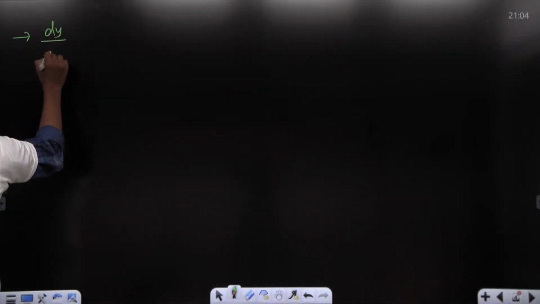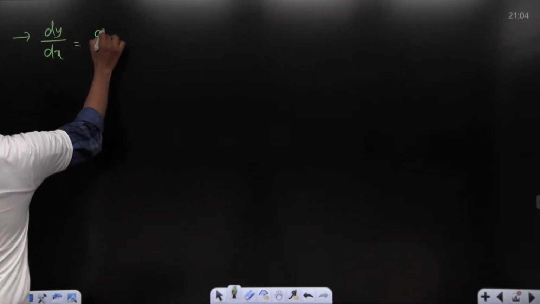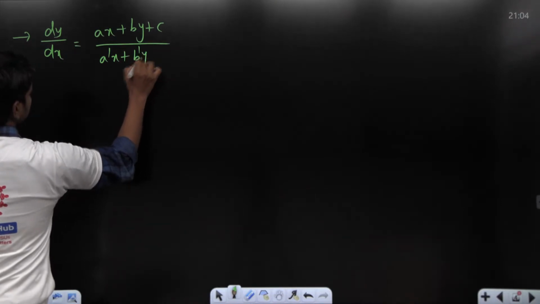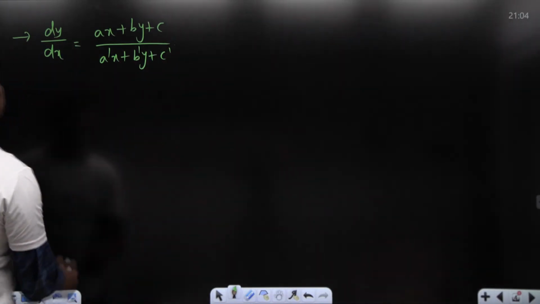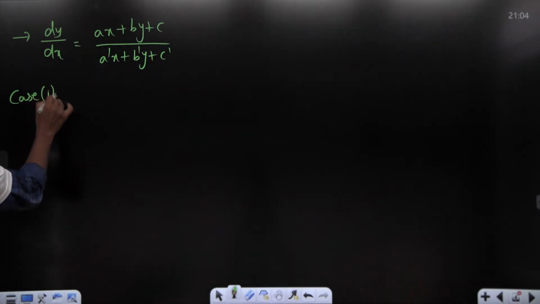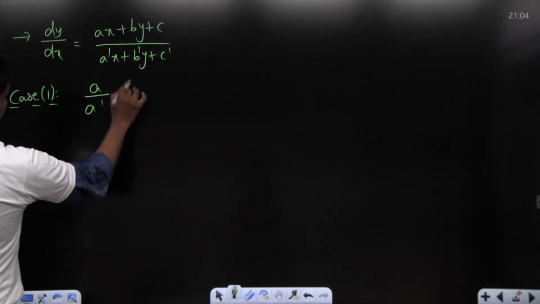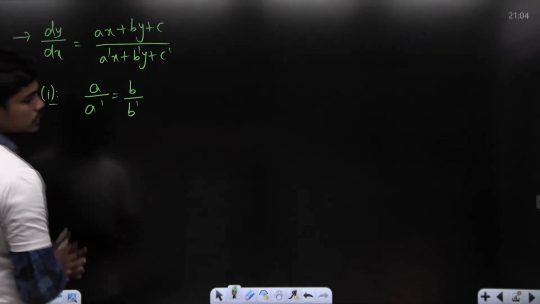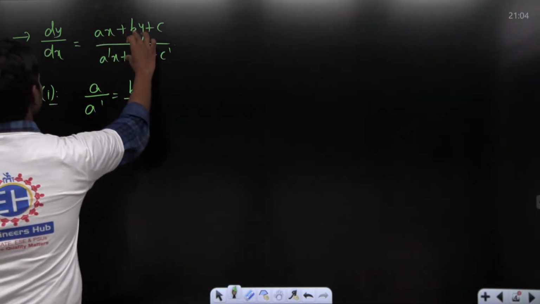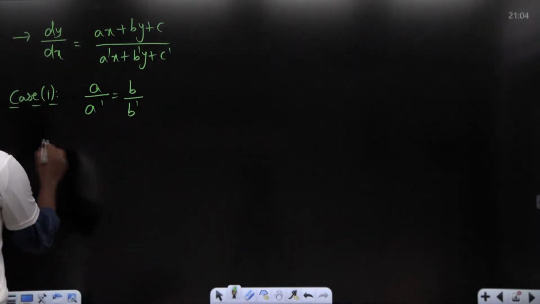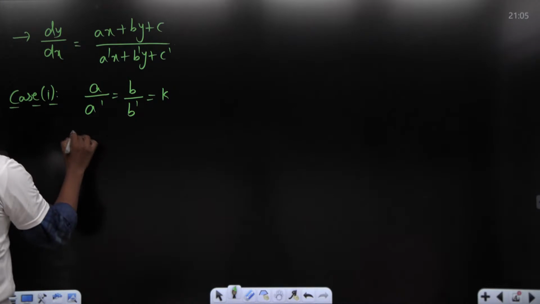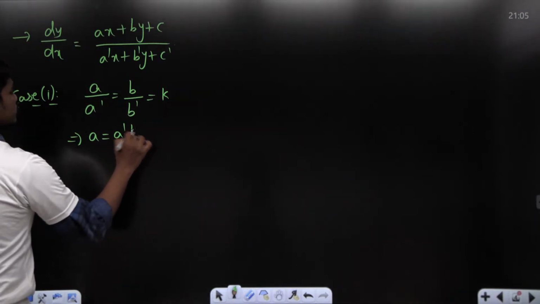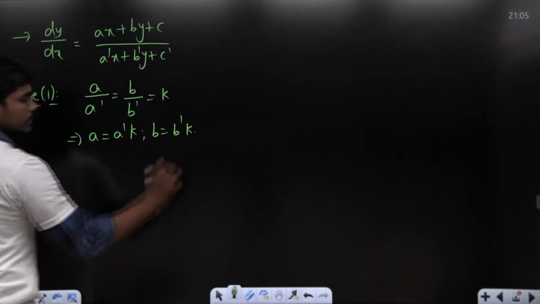We have the differential equation of the form (ax plus by plus c) divided by (a dash x plus b dash y plus c dash). Now there is a special case I would like to discuss under case 1: a by a dash is equal to b by b dash. For example, if there is a non-homogeneous differential equation such that the ratio of these two quantities is the same, correct? Then suppose you take this ratio as k; you can write a is equal to a dash into k, and similarly you can write b is equal to b dash into k. This is what you can write, correct?